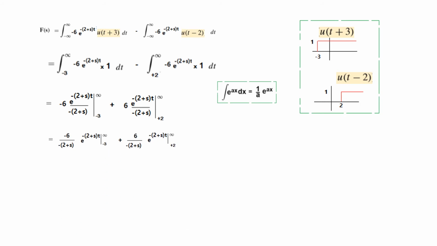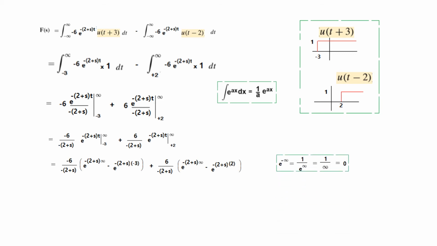Now taking this term out, minus 6 divided by minus (2 plus s), and here 6 divided by minus (2 plus s). And now we can easily plug in the values of t equal to infinity and minus 3. So this term will be e raised to the power minus (2 plus s) infinity minus e raised to the power minus (2 plus s) times minus 3. And similarly here. Now I'm sure you can recall that e raised to the power minus infinity is actually 1 over e raised to the power infinity, and e raised to the power infinity is infinity, and 1 divided by infinity is 0. So e raised to the power minus infinity is equal to 0. So we can replace this by 0, and similarly we replace this term by 0.